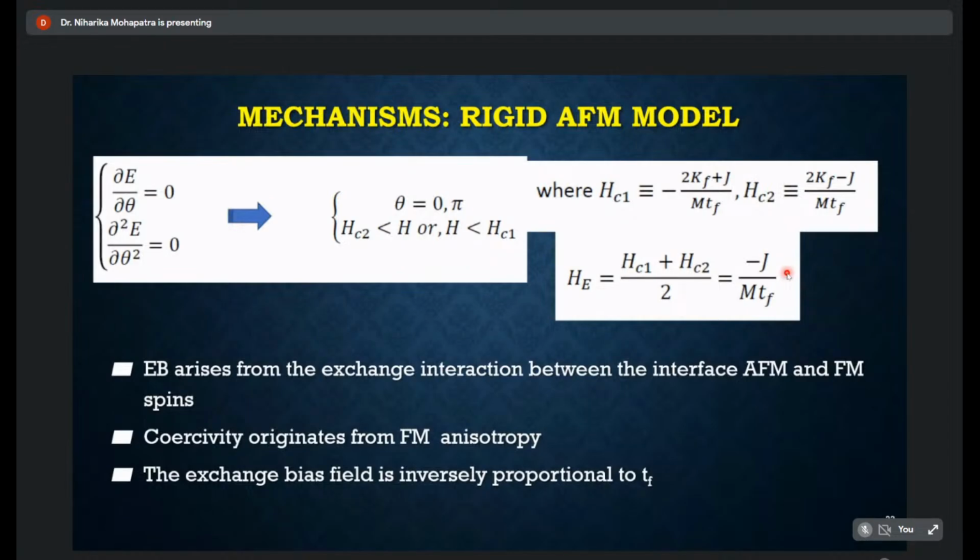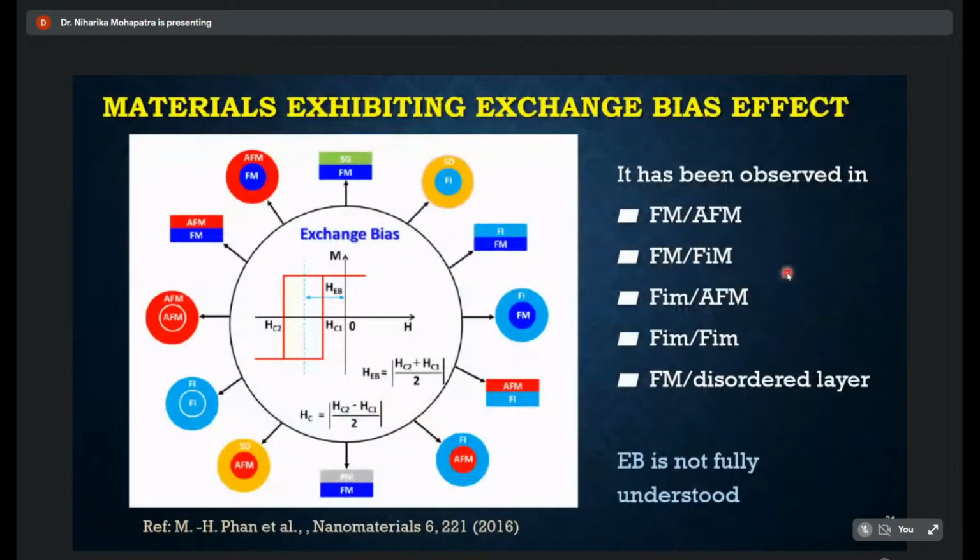But there are certain deviations from this model, and in many cases this is not applicable. Further, some other models have been proposed, but none of the models is fully satisfied by all the systems. So basically, the exchange bias effect in nanoparticles or in thin films is not properly understood. Now these are some of the examples or systems where we find the exchange bias effect.